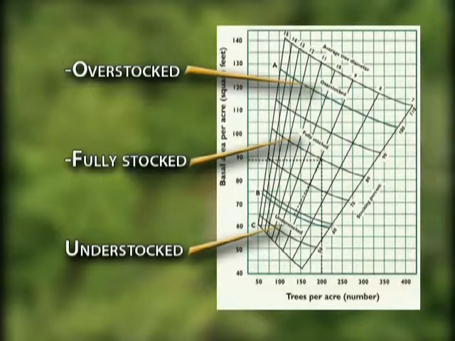Using a stocking chart, a stand can be described as being overstocked, fully stocked, or understocked. Stocking charts relate basal area per acre, average stem diameter, and the number of trees per acre. The basic premise of the stocking chart is that as trees grow larger in diameter and crown size, there will be fewer trees per acre.